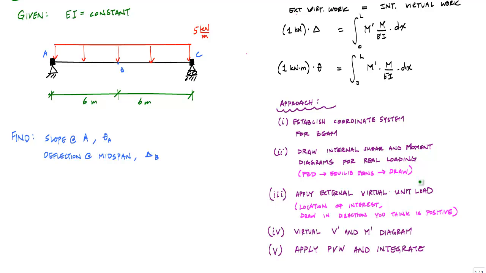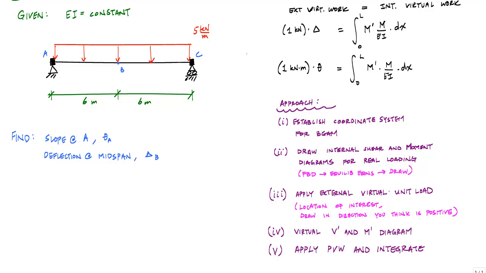So in this example, what we have is a simply supported beam with a uniformly distributed load, a very popular condition that you've probably analyzed since the beginning of statics. And in this case, EI, or the flexural rigidity, is constant. And what we want to find are the slope at point A and the deflection at midspan.